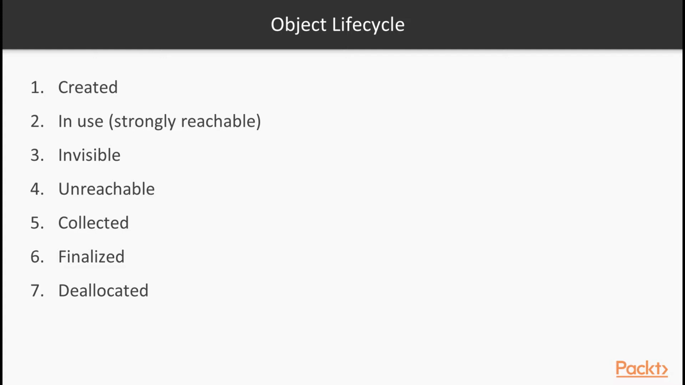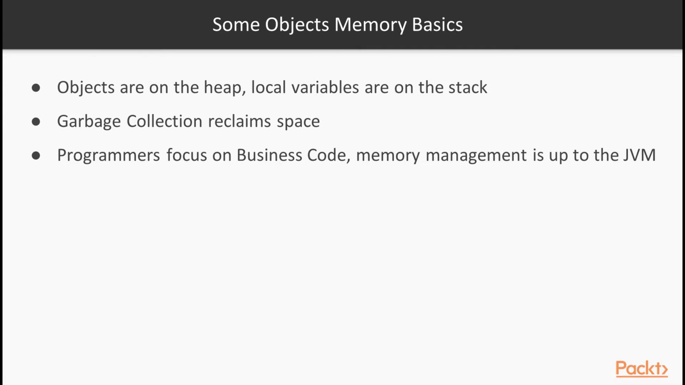After a while, the object may become invisible and then unreachable, then it gets collected by the garbage collector. It may get finalized, and finally it's deallocated. The memory for the objects are allocated on the heap, and the local variables are on the stack. And when we return from a method, then a part of the stack which was allocated for the local variables of that method is automatically released. The stack pointer goes up and down, but the heap, the objects on the heap, have to be recollected. So the garbage collection reclaims the memory space which were allocated for objects and which are not reachable anymore.